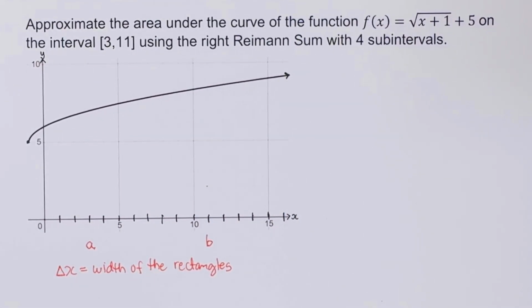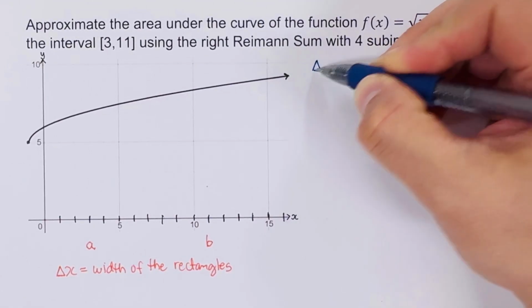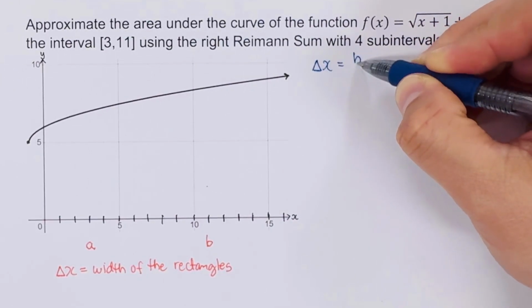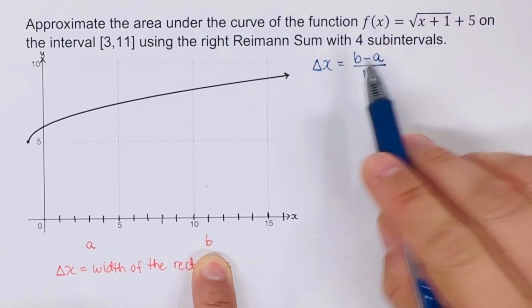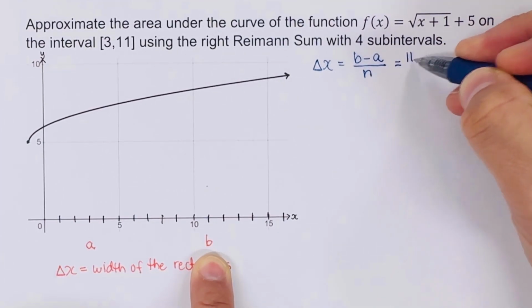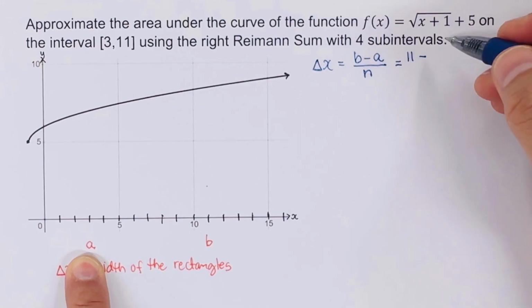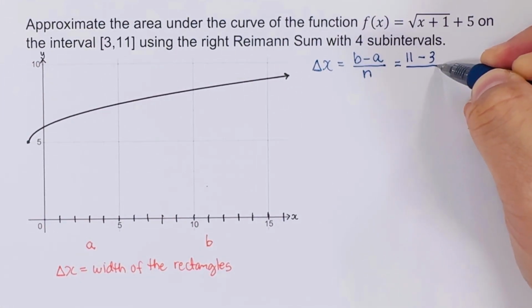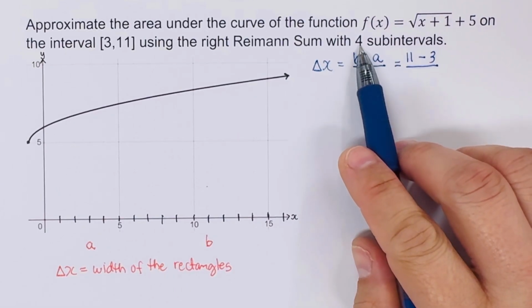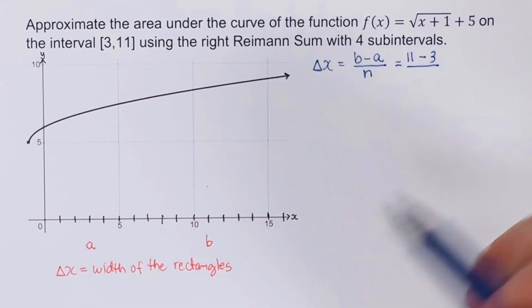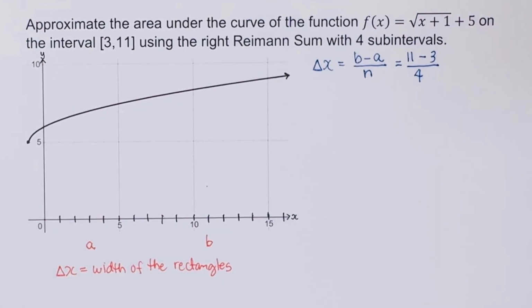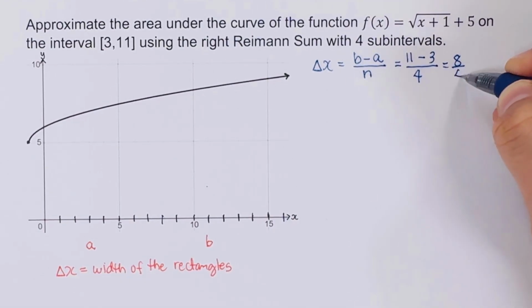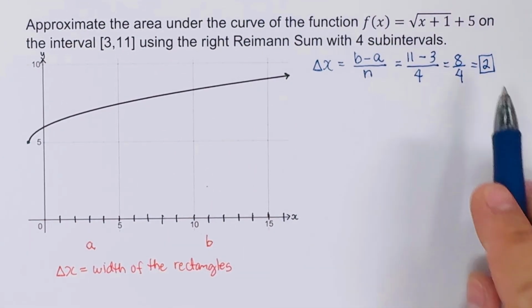The formula to find the width of a rectangle, which again we represent as delta x, is b minus a over n, where our b is the endpoint that we got here, which in this case is 11, minus our a, the other endpoint, which is 3, over n. N represents the number of sub-intervals or partitions that we're going to divide it into. In this case, it's 4. So 11 minus 3 is 8, and then divide that by 4 is 2. So the width of all the rectangles under this interval will be 2.